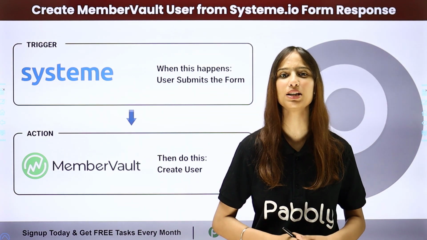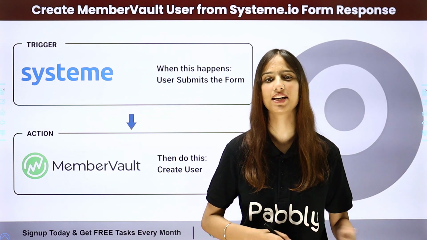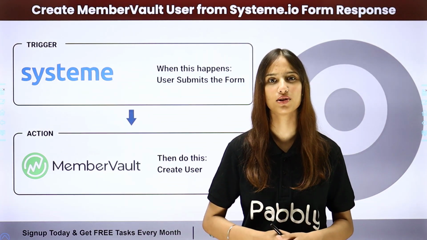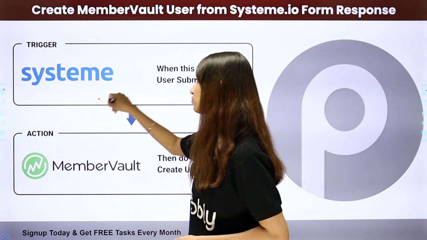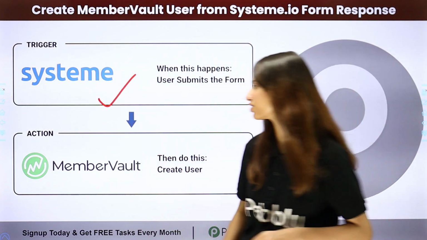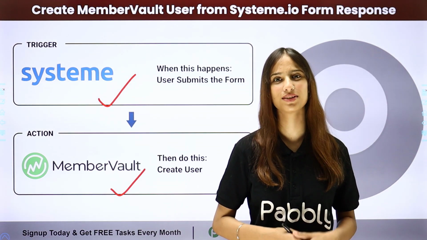To do this, I need to build a connection between these two applications, for which I am going to use Pably Connect. Pably Connect follows the concept of trigger and action. Here my trigger application will be system.io and my action application will be MemberVault. If you want to learn more about this, follow me through the screen.